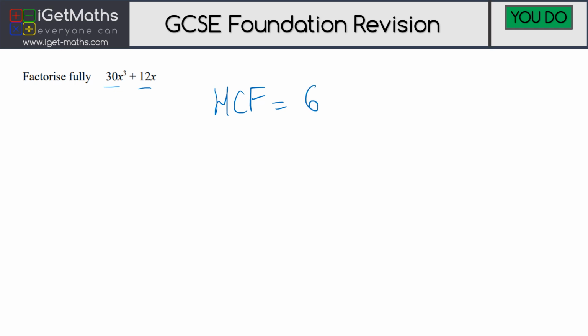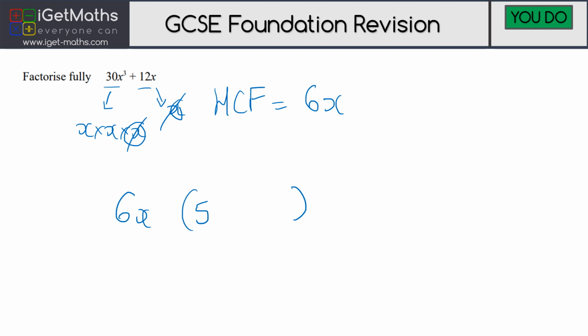And then just be careful, here you've got x cubed, which means x times x times x. And here, for 12x, you've just got an x. So a common factor for both of those is just a 1x. So we can pull that out as well. So now you've got 6x on the outside. You're going to draw your bracket. 6 times 5 will give you 30.